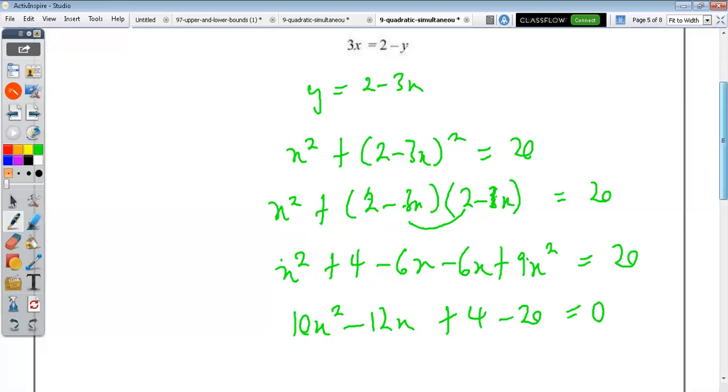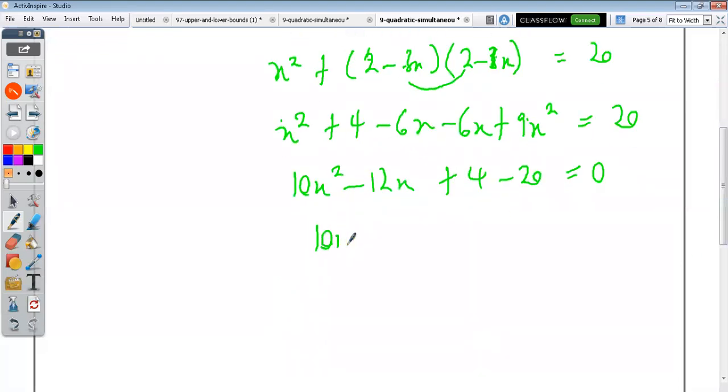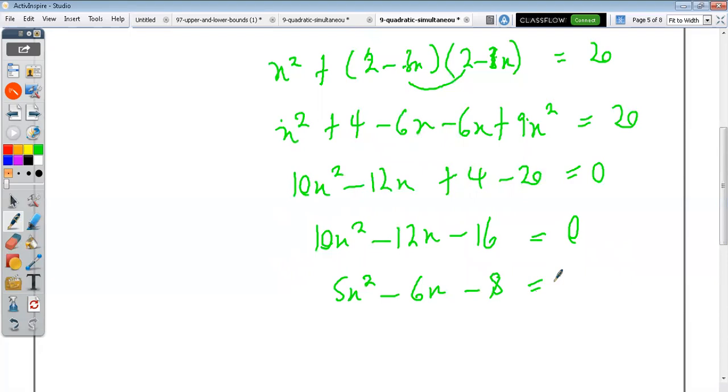Agree? Then we get 10x squared minus 12x minus 16 is equal to 0. Divide everything by 2: 5x squared minus 6x minus 8 is equal to 0. Unfortunately, for the 5x squared, the only possible factors are 5x times x. Let's see if it can be factorized. I'm sure it can be factorized.